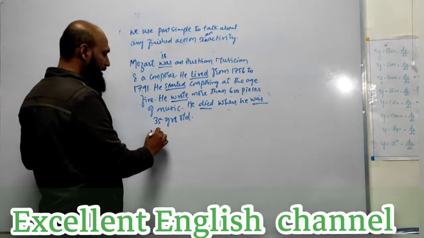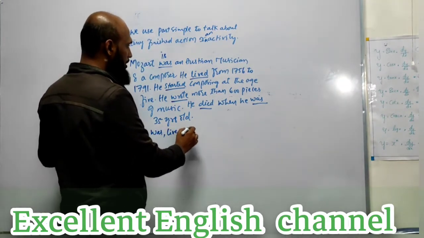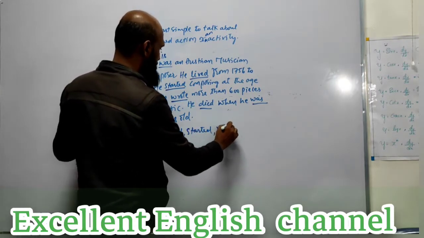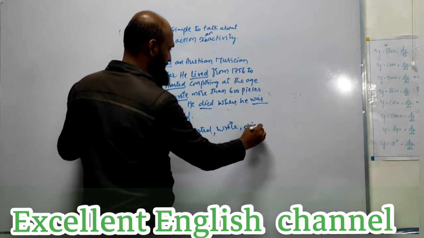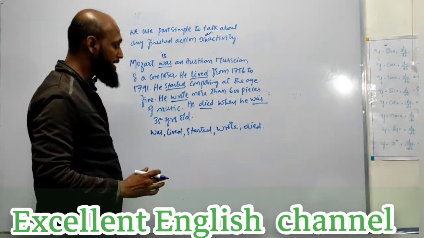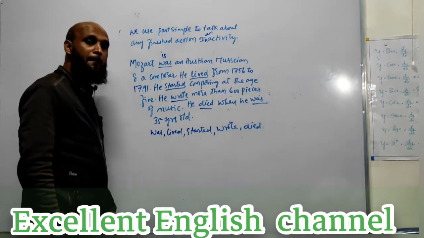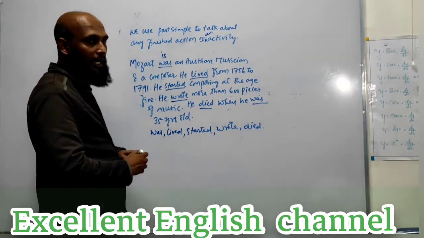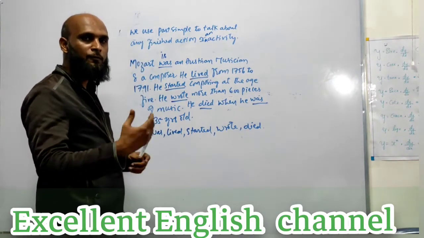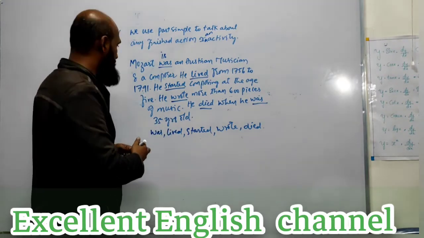So what are the components that are making it past? Was, lived, started, died. Alright, so these are the helping verbs as well as the main verbs which are making it past. Now, can you make these statements into negative form? Now let us look at how we can do it.